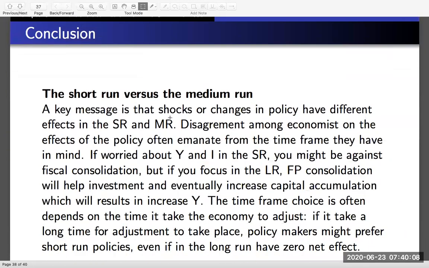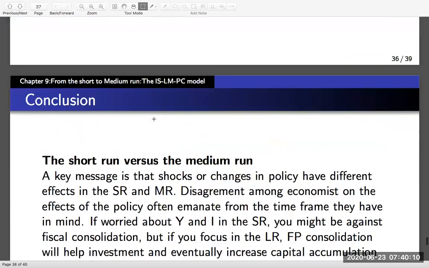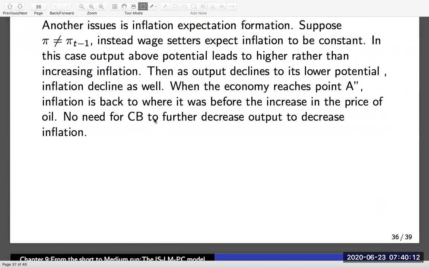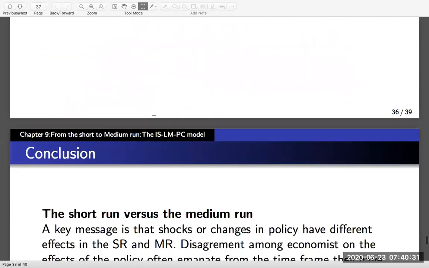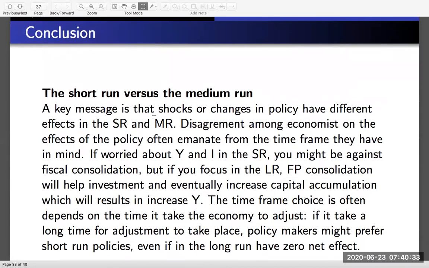Right, so the conclusion: the short run versus the medium run. I saw up to slide 37. Please make sure that you really understand what happened from slide 28 to 37. Pay attention, understand the oil shocks, understand both the short run and the medium run, and understand the main concepts in the chapter. You need to make sure you have a solid grasp of them. The conclusion just discusses the short run and the medium run and the trade-off.